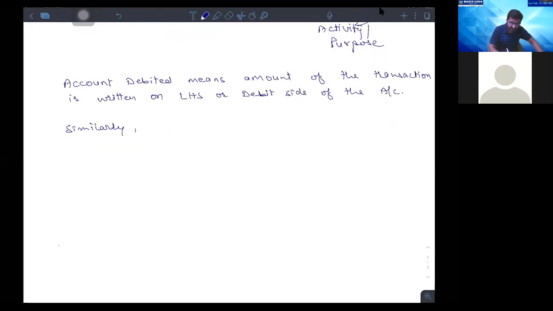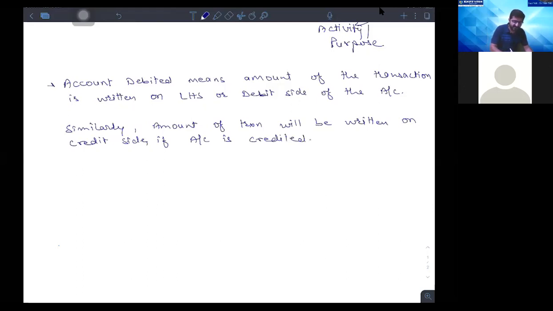अगर मैंने कहा द अकाउंट नीड टू बी डेबिटेड, similarly amount of transaction will be written on credit side if account is credited. तो जब आपको कहा जाता है that the given account is credited, means you are going to write the amount of that given transaction to the credit side, to the right hand side of that particular account.